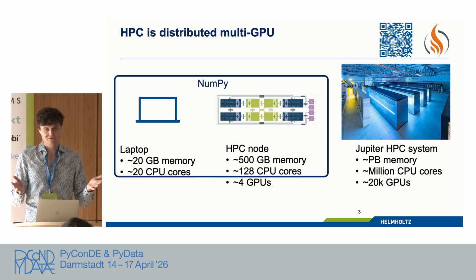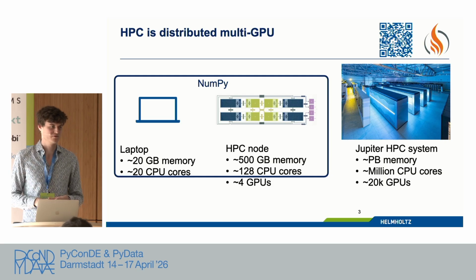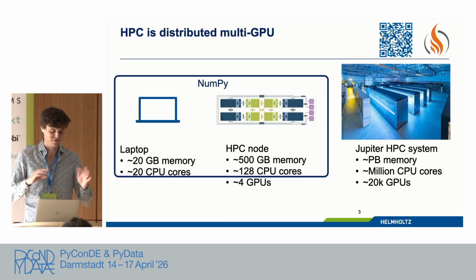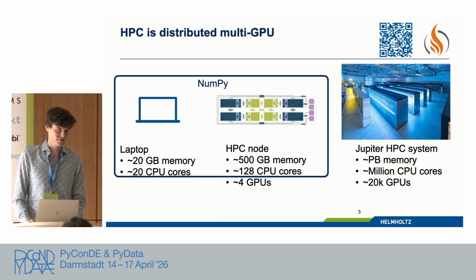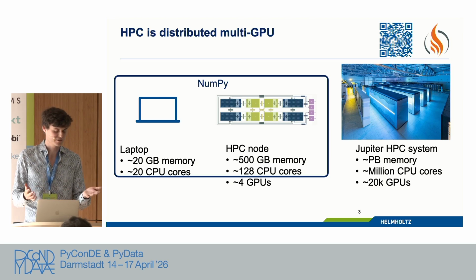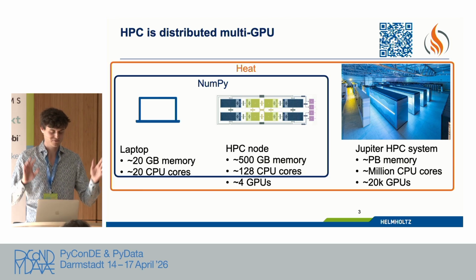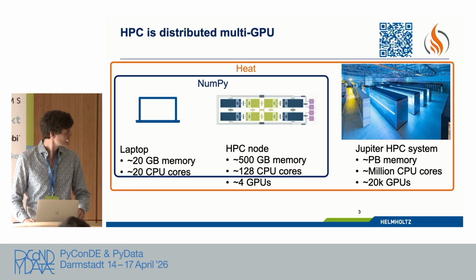There's like 6,000 compute nodes. So if you could scale to all of them, you could increase the size of data set that you can process by orders of magnitude. But you need the software to scale there. And this is sort of the point of Heat.